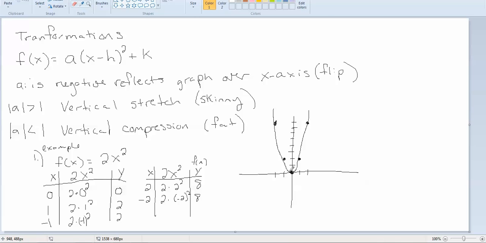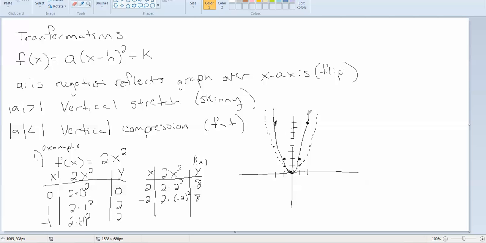And if I think about the parent function, it would have been through here. 1, 1, 2, 1, 2, 3, 4. Okay, so here's the parent function. I'll do it in a dotted line. Okay, so we can kind of see. Do you see what I mean by skinny? So the dots are what the original parent function graph would look like. And when I put that 2 in, it made it skinnier here.